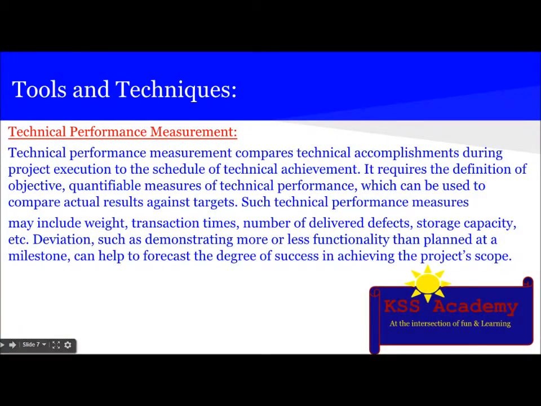The next technique is technical performance measurement. Technical performance measurement compares technical accomplishments during project execution to the schedule of technical achievement. It requires definition of objective, quantifiable measures of technical performance which can be used to compare actual results against targets. Such technical performance measures may include weight, transaction times, number of delivered defects, storage capacity, etc. Deviations, such as demonstrating more or less functionality than planned at a milestone, can help to forecast the degree of success in achieving the project scope.